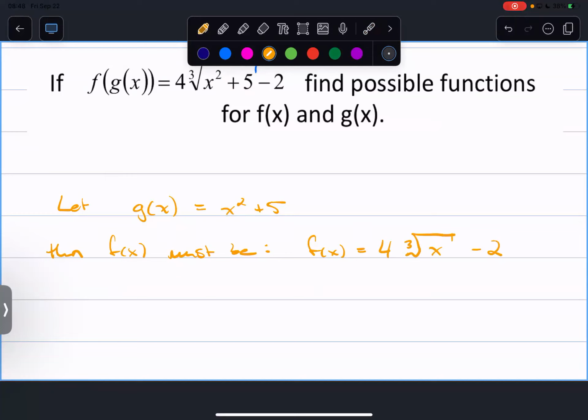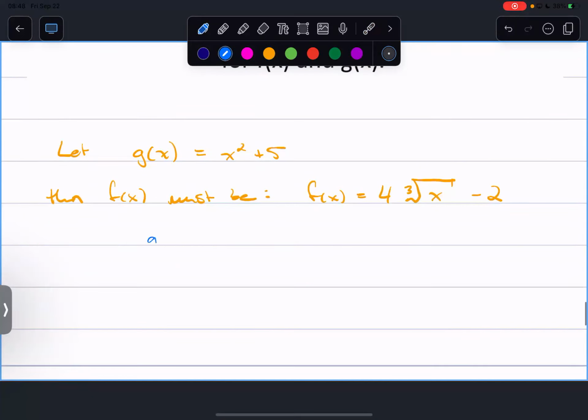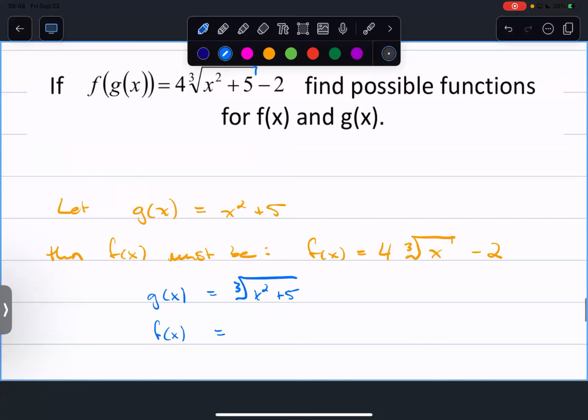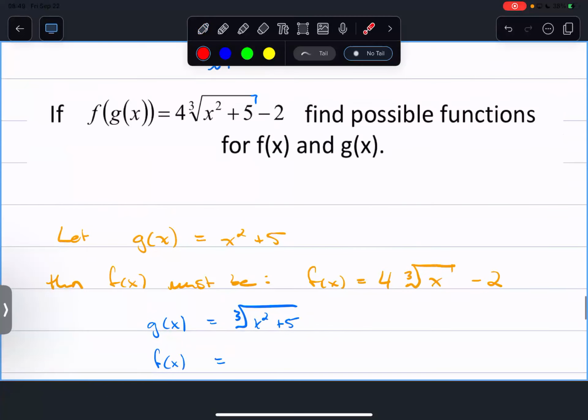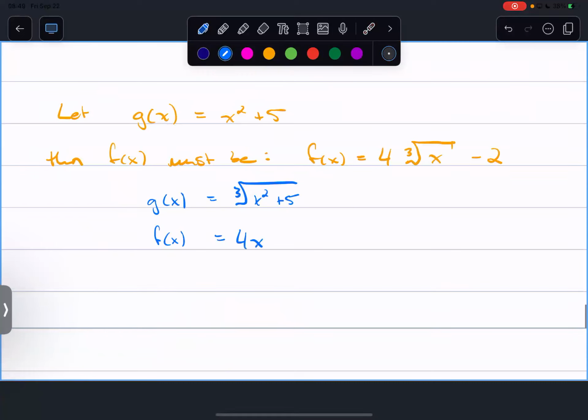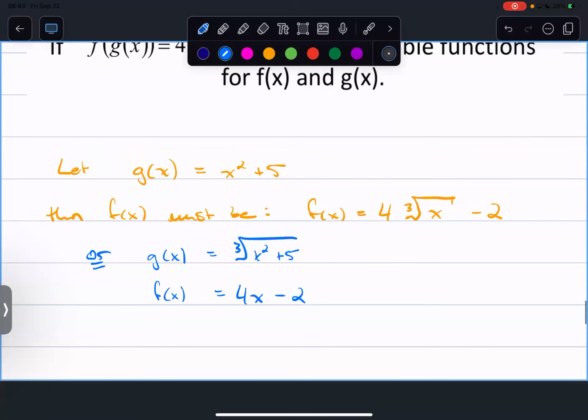What's another option? Yeah, g of x being the third root of x squared plus 5. Nice. f of x, 4x minus 2. Awesome. Yeah, that simplifies f of x, right? Because now this whole thing is just x for g of x, or sorry, f of x rather. So then I have 4 times x minus 2. And there are lots of other things that you can do, but those are the two obvious ones, right?